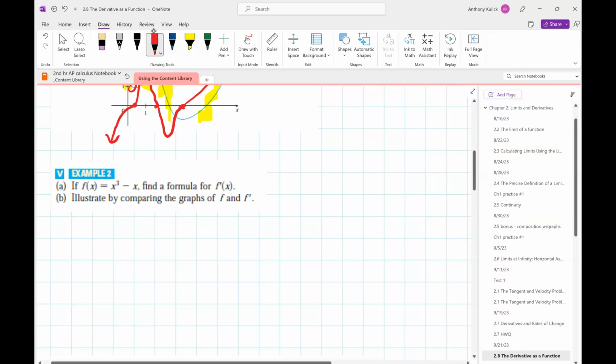All right. So here we're going to find the derivative for x cubed minus x.